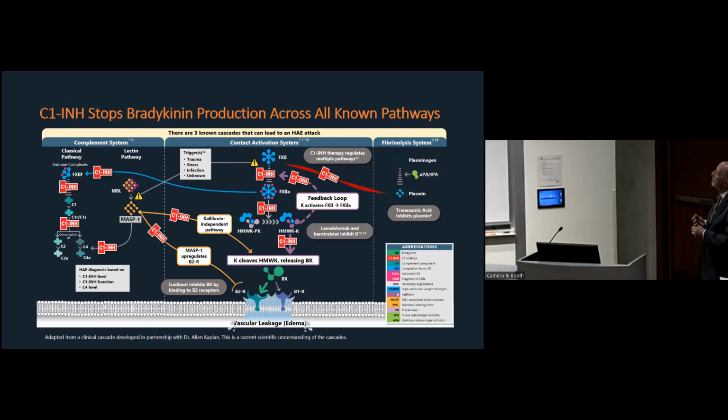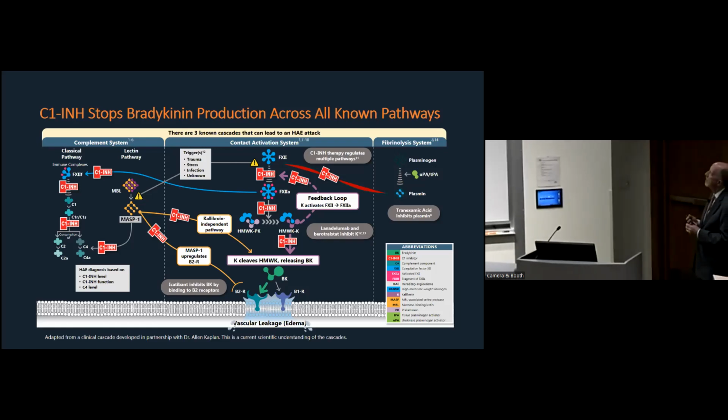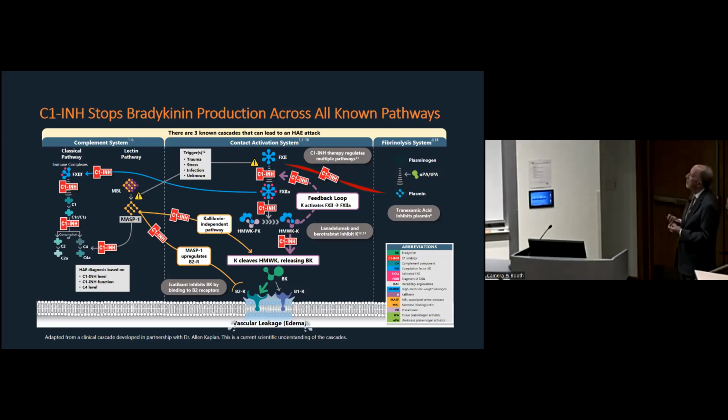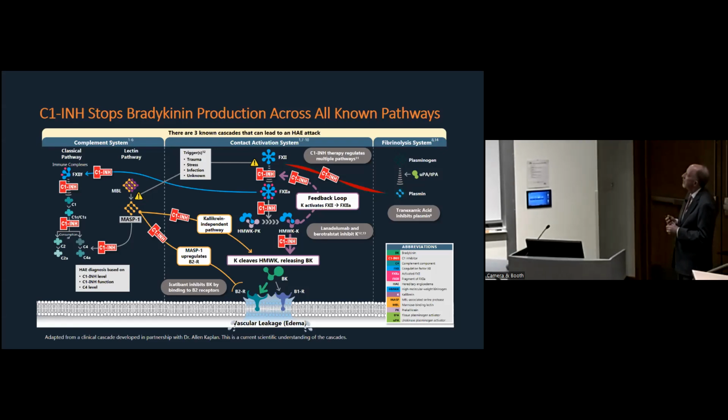And what basically happens is factor 12 gets activated in the absence of C1 inhibitor. That allows high molecular weight kininogen or prekallikrein to be activated to kallikrein, which cuts high molecular weight kininogen and releases bradykinin, which then causes, through the bradykinin 2 receptor, vascular leak and localized edema.